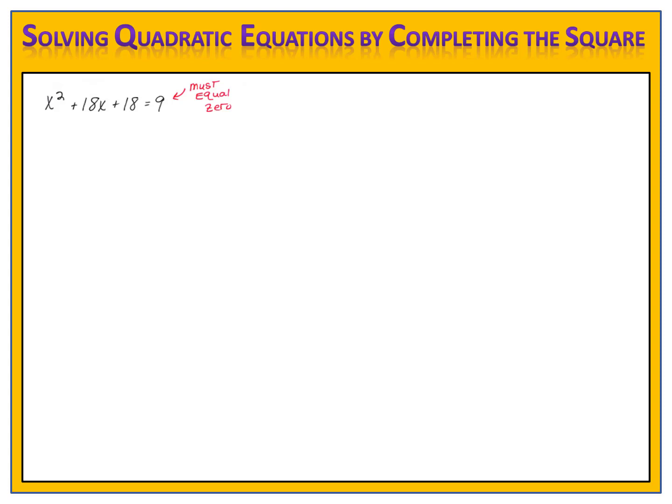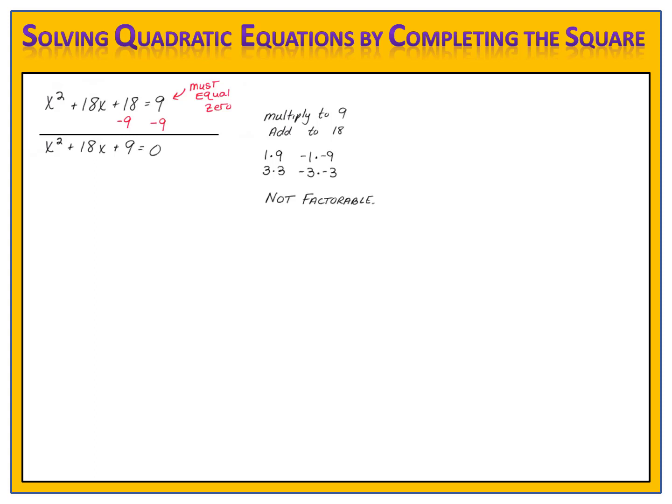Let's compare answers. We need our equation to equal 0, so we begin by subtracting 9 from each side. x squared plus 18x plus 9 equals 0. I'm curious if I could factor. If I factor, I'm looking for numbers that multiply to 9 and that add to 18. I find 4 pairs of numbers that multiply to 9, but none of them add to 18. This trinomial is not factorable, so I'm going to have to use completing the square.